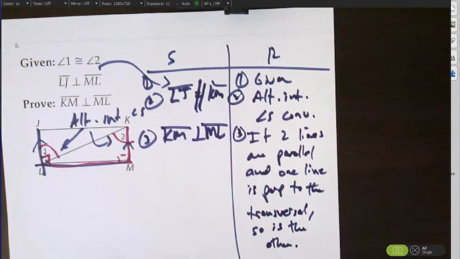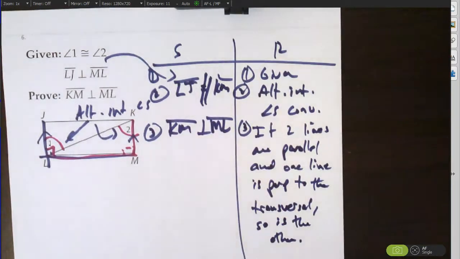Okay. And there we go. So that was all the proofs from section 6. I know this is kind of sloppy written out. If you do have any questions, just come in and I can clear up what was going on. Thanks.